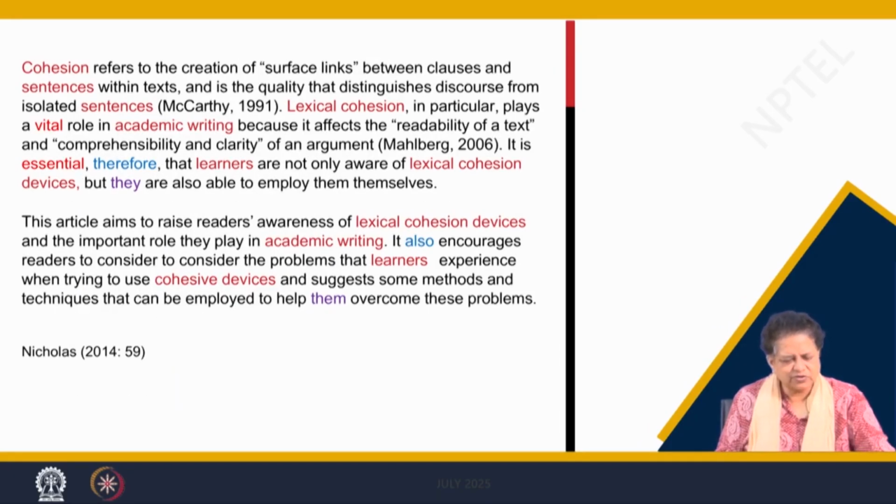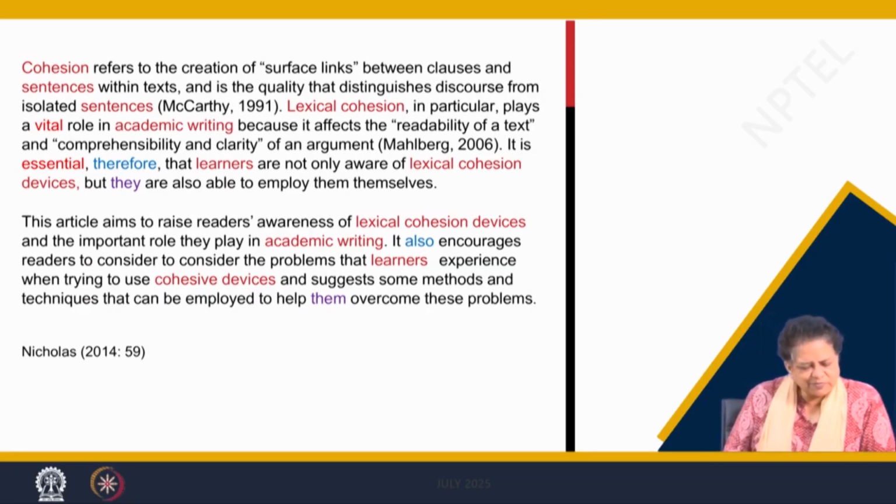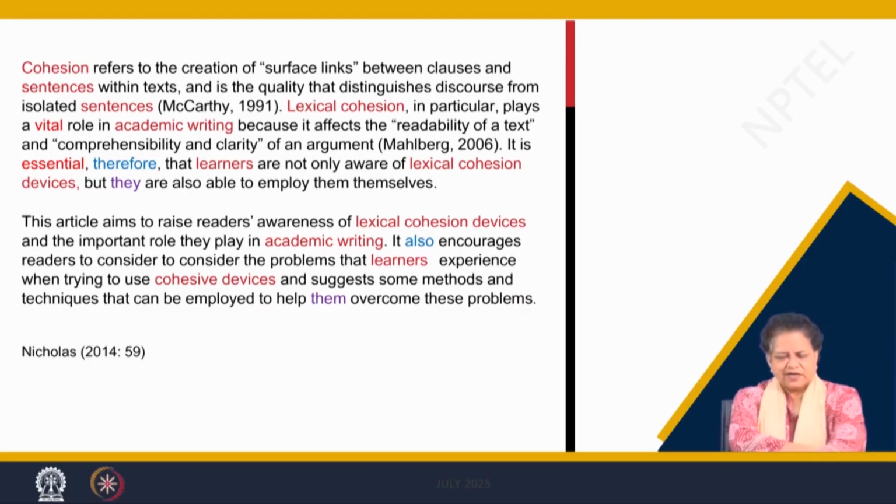And we move further to a passage from Nicholas, published 2014, page 59, where the important words are in red and purple.